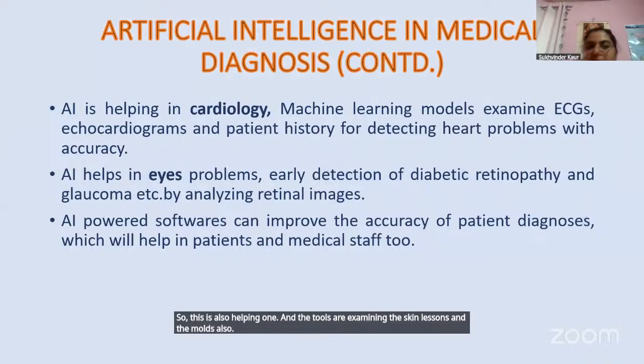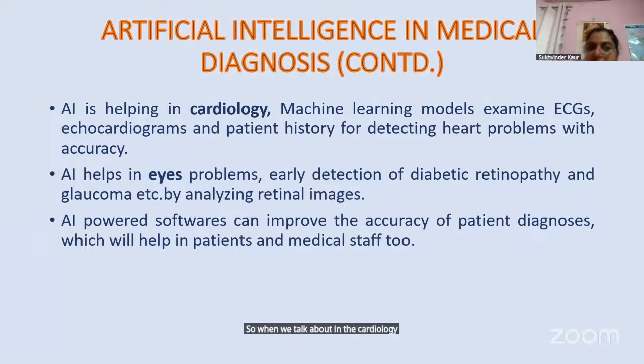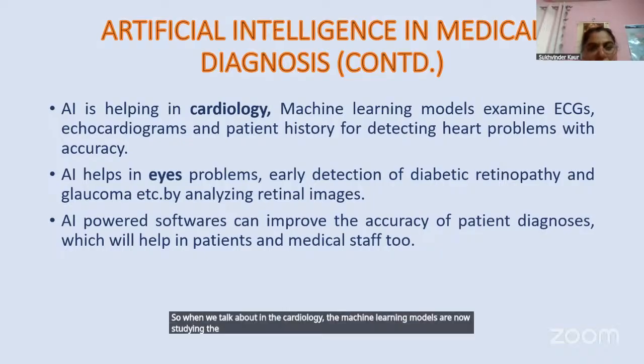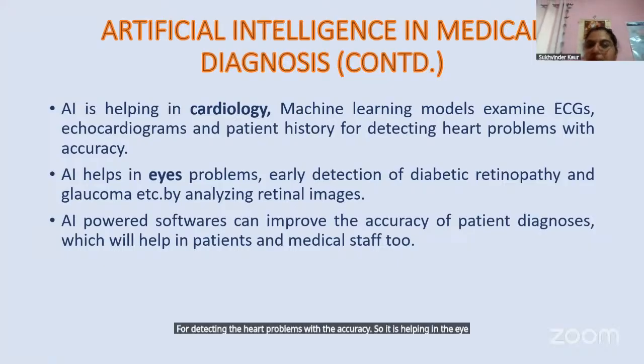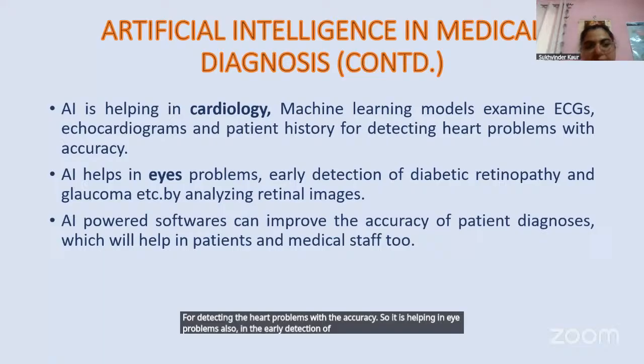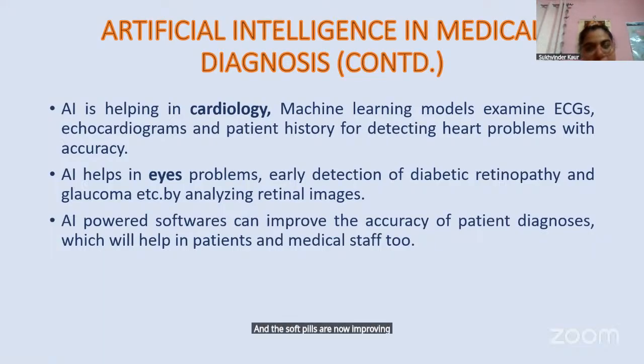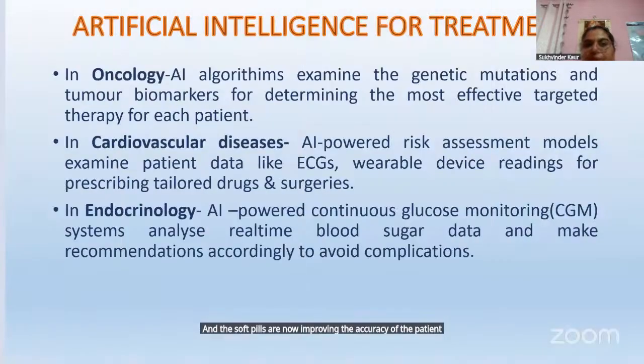So when we talk about cardiology, the machine learning models are now studying electrocardiograms and patient histories for detecting heart problems with accuracy. It is also helping in eye problems, in the early detection of diabetic retinopathy. And the software is now improving the accuracy of patient diagnosis.